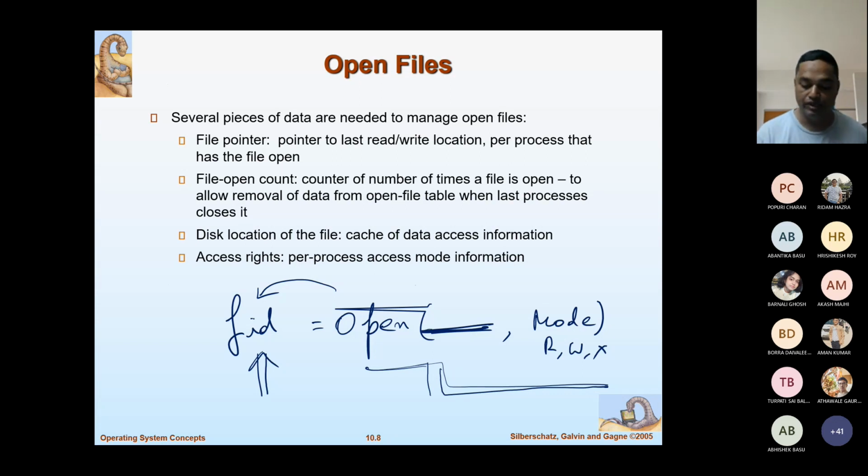How do you open? With this system call open, the entire path name and the mode in which you are trying to open: read mode, write mode or execute mode. It will return a file ID, that's file pointer, FID.